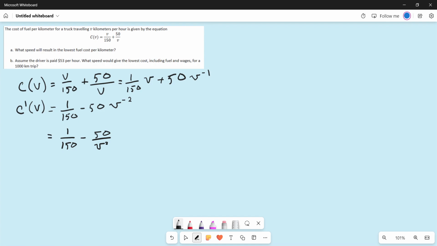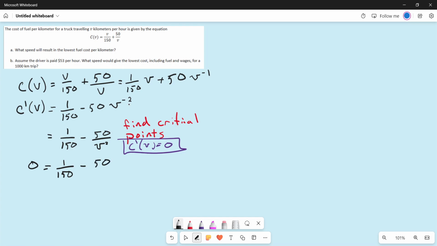Okay, and now we need to find our critical points. We do that by setting C prime, the derivative, equal to 0, and we solve it. That's essentially what we have to do. So we're going to set this equal to 0: 1 over 150 minus 50 over v squared.